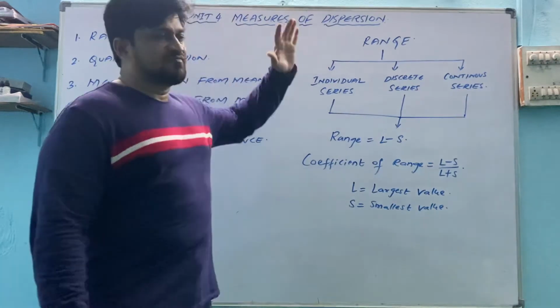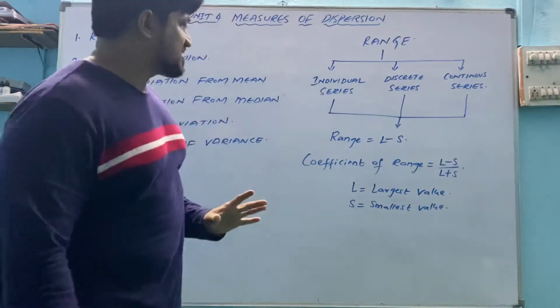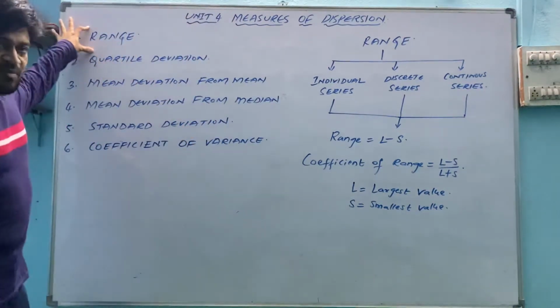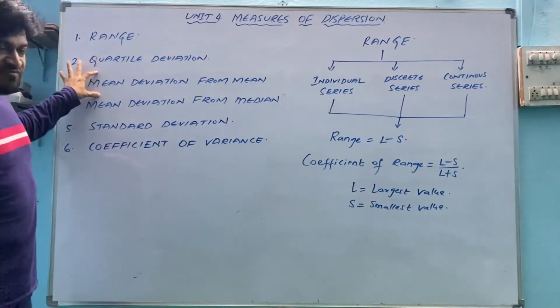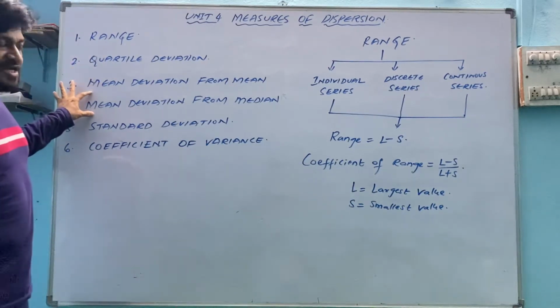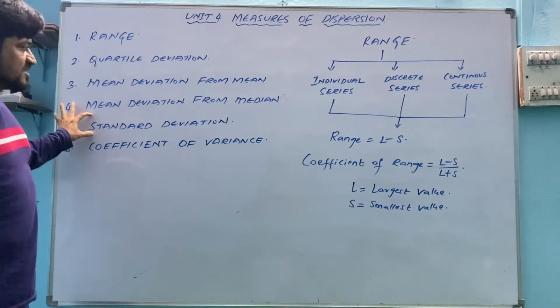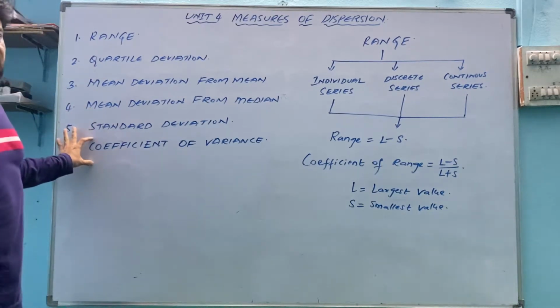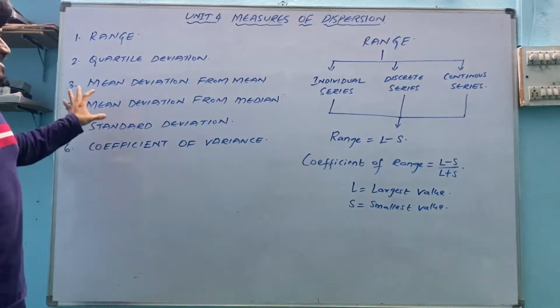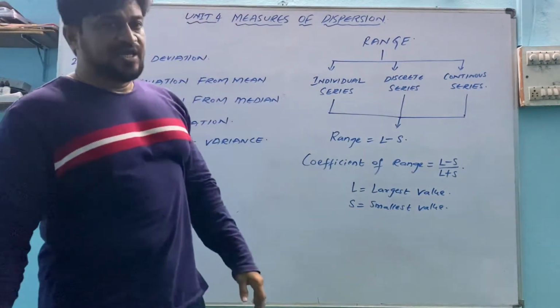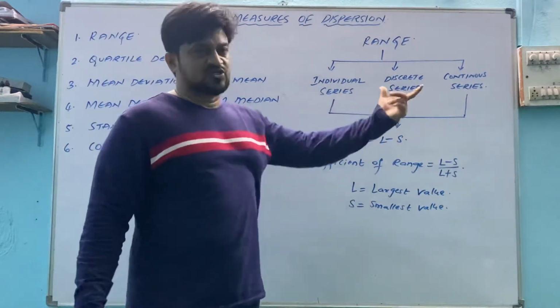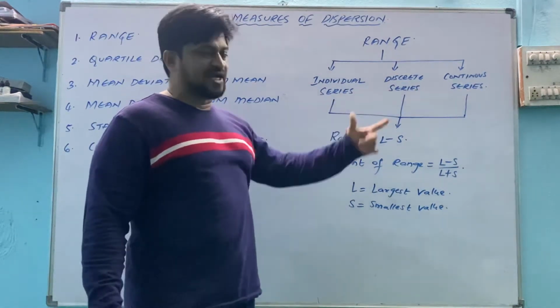Now in measures of dispersion, the problematic part contains range problems, quartile deviation, mean deviation from mean, mean deviation from median, standard deviation, and coefficient of variance. Now, first we are doing topic 1, which is range. In range, again we have three types of questions: individual series, discrete series, and continuous series.